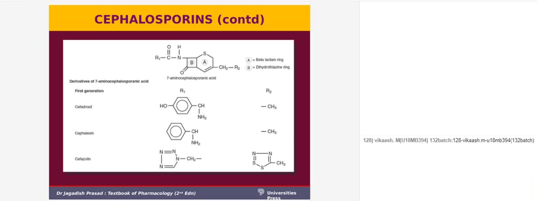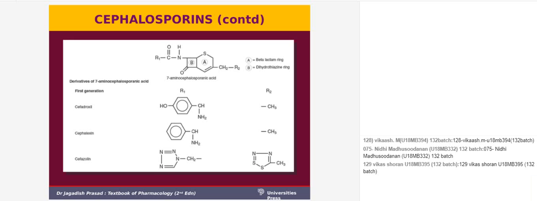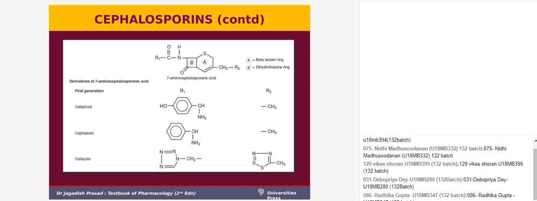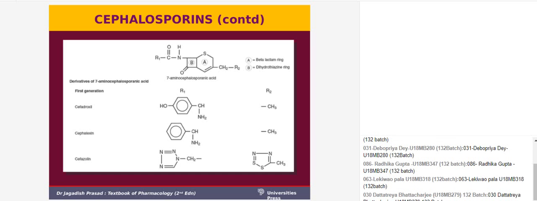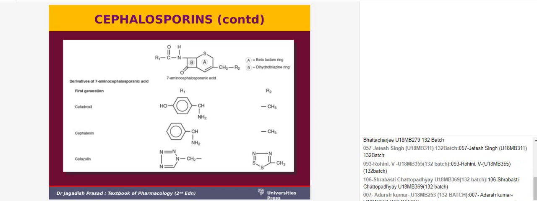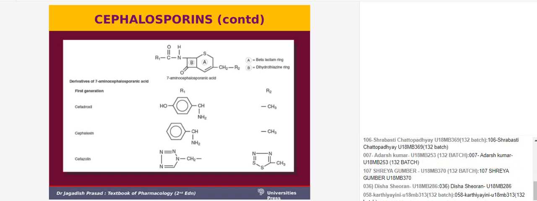The nucleus of cephalosporins actually contains a 7-aminocephalosporanic acid, which resembles 6-aminopenicillanic acid, the nucleus of penicillin. The cephalosporin ring consists of a beta-lactam ring and a dihydrothiazine ring with possible side chain attachments R1 and R2.